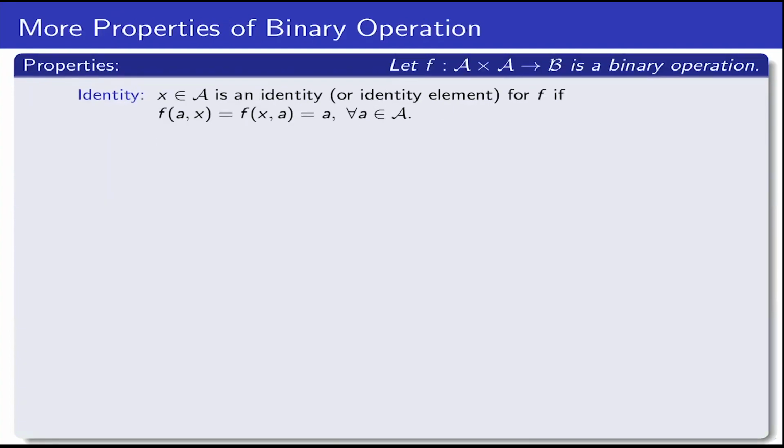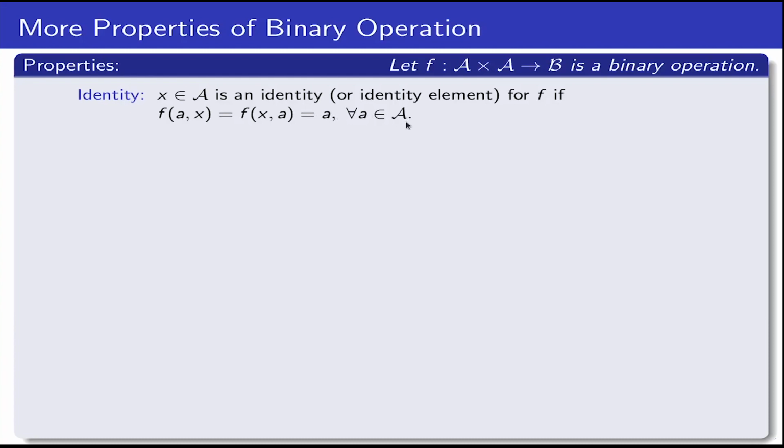There are more properties of binary operations that we can write. One is called identity. Identity is basically finding an element from set A. Suppose A cross A to A is a binary operation. We find an element which we call an identity element if, when we operate a with x and x with a, it is commutative first of all, and we get the result a for every a.